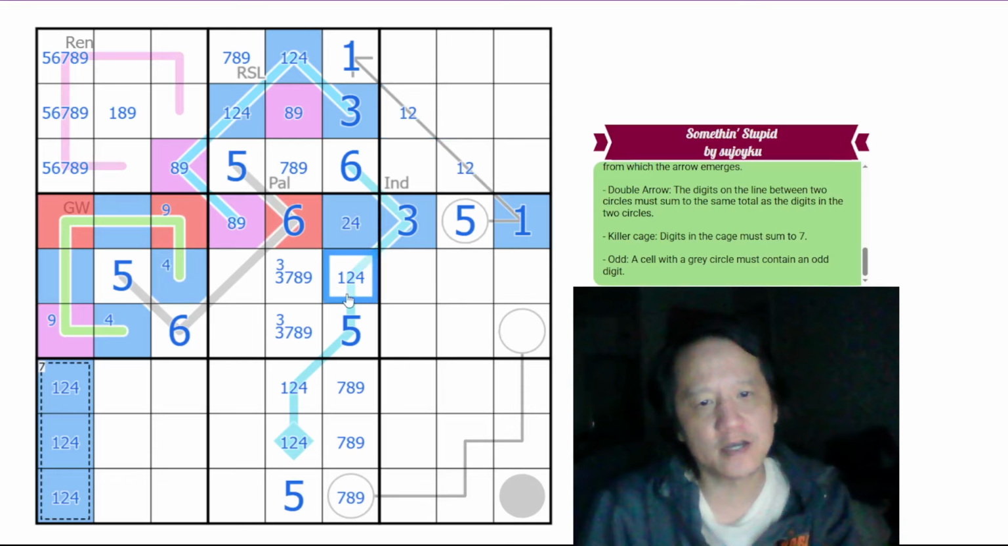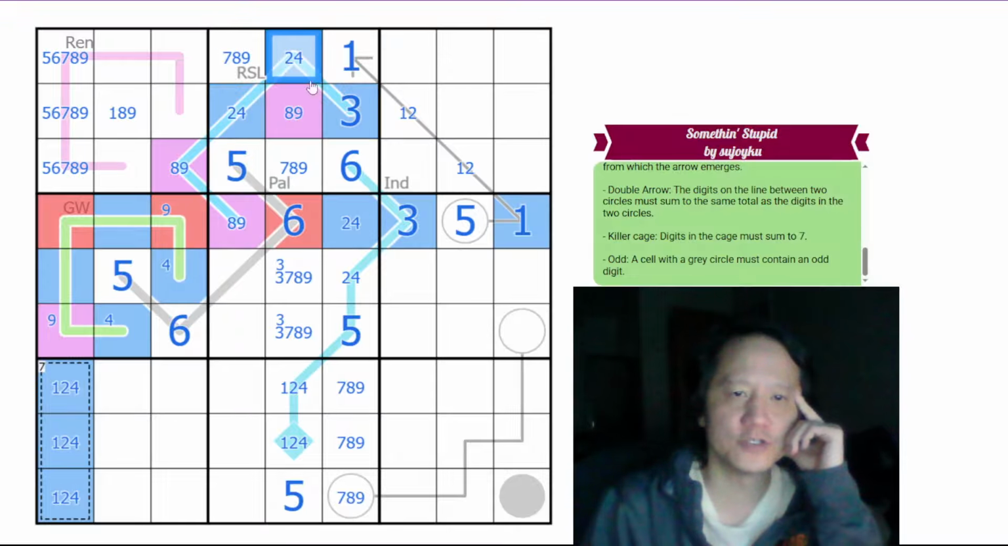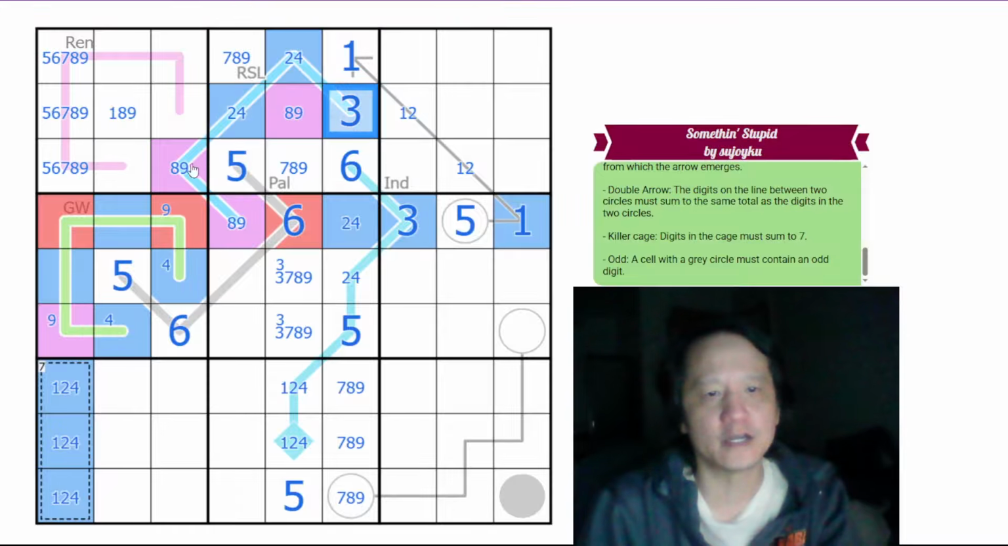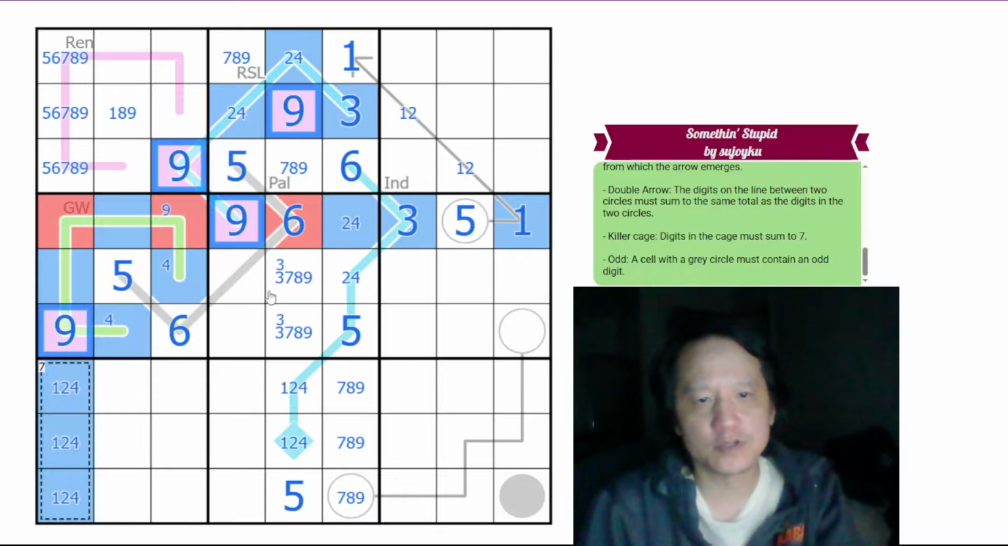That leaves this not as 1. This is a 2, 4 pair here. This 1 eliminates 1 here. So this is a 2, 4 pair here. Therefore, this is 2, 3, and 4, adding up to 9. So all the pinks are 9. So this must be 9.